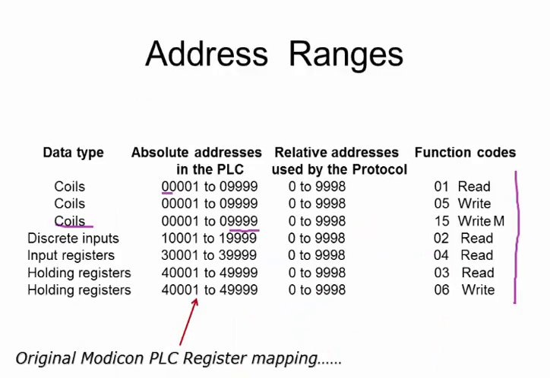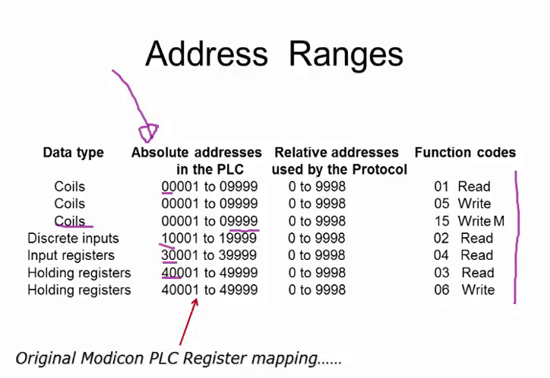Inputs is 10,000 up, 10 to 20 basically. Input registers 30 to 40. Holding registers 40 to 50. So these are the specific absolute PLC memory locations. It's what's called absolute. So this is the memory location, and you'll notice that from a counting perspective, it is 1 based. The first register that you can read in that space is register 1.